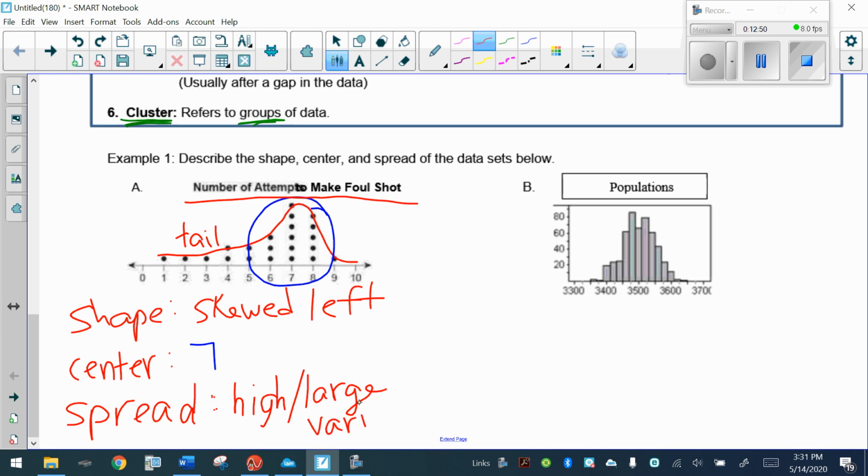Now remember, you have to take it into context of the problem. That does not mean 0 to 9 or 1 to 9 is always a big spread or a large variability. In terms of basketball shots, that's a big difference between kids. Okay? All right, let's look at this example B.